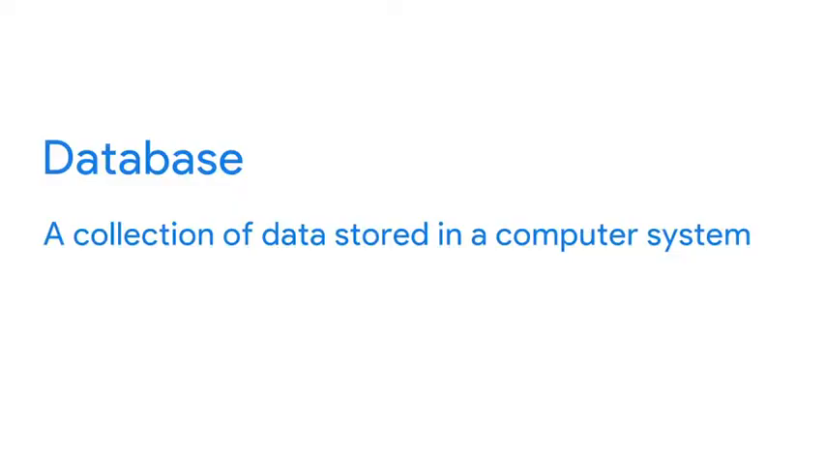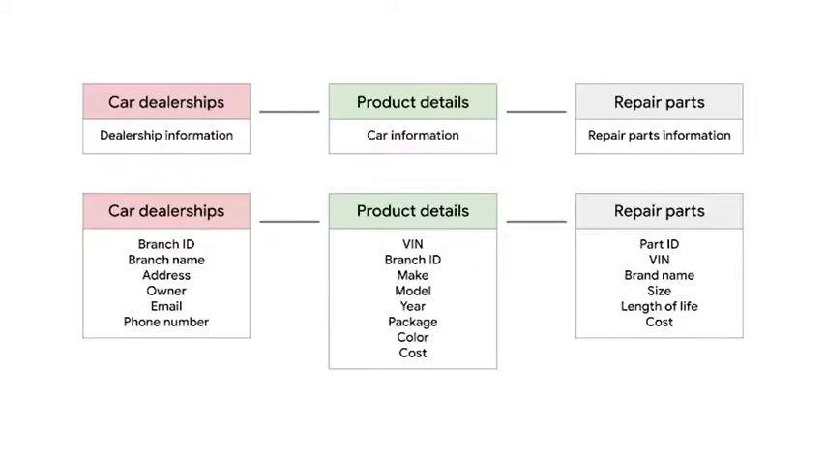You've already heard a bit about what databases are and how they're used by data analysts. Now, let's learn more about database features and components. As you've learned, a database is a collection of data stored in a computer system. Here's a simple database structure. It contains tables with information from a car manufacturer.